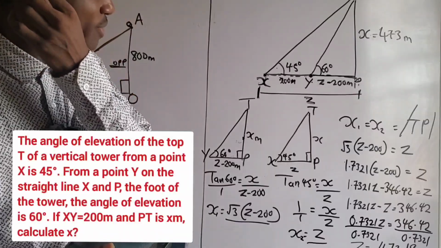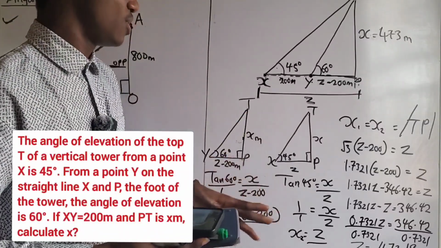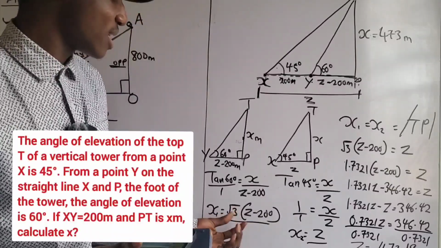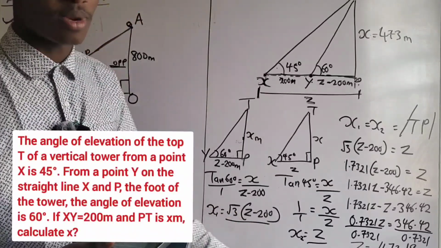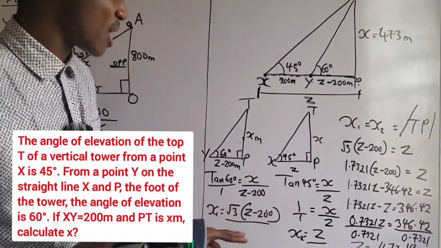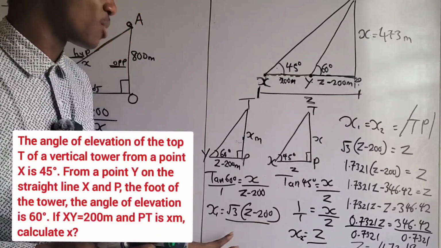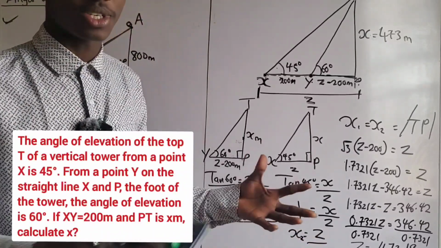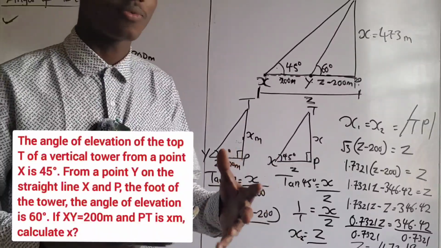Now, another method of solving this question is this. You might not actually get the value of z first. When I got here, I made x the subject of the formula. But most times you can make z the subject of the formula here, make z the subject of the formula here, then equate the expressions that you have. You are going to arrive at the value of x directly.